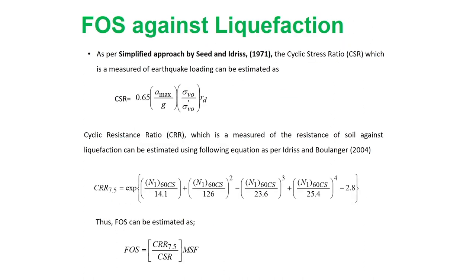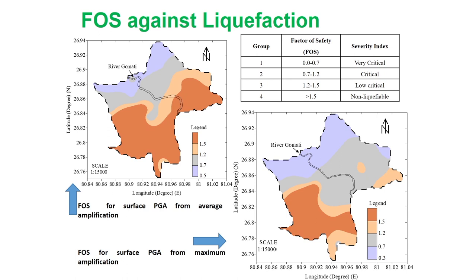Using in situ properties and applying different correlations with respect to SPT values, one can find out the cyclic stress ratio, the cyclic resistance ratio, and finally the factor of safety against liquefaction can be determined. Using this, one can develop maps showing which regions are potentially going to undergo liquefaction, and which regions have relatively higher values of factor of safety against liquefaction. These are again based on average surface PGA value and based on maximum amplification for the same city.